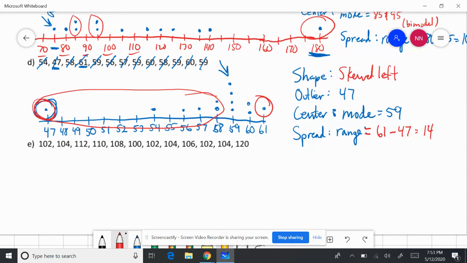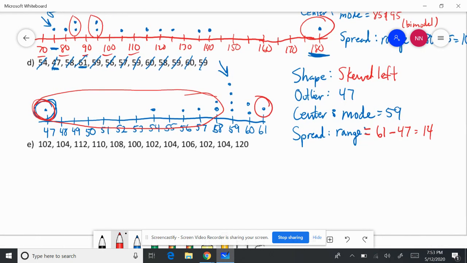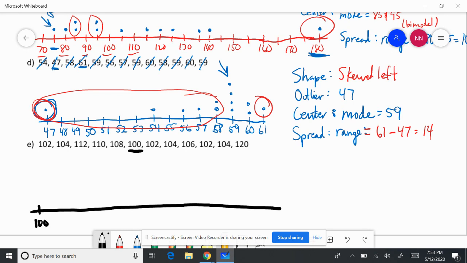Now our last one. We're going to draw our number line. We have to identify what our least value is. And when we're looking at these, we see that our least value is 100. And our greatest value is 120. So 100, 1, 2, 3, 4, 5, 105, 1, 2, 3, 4, 5, 110, 1, 2, 3, 4, 5, 115, 1, 2, 3, 4, 5, 120.